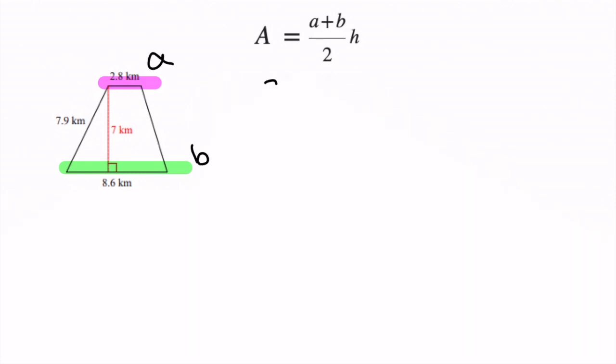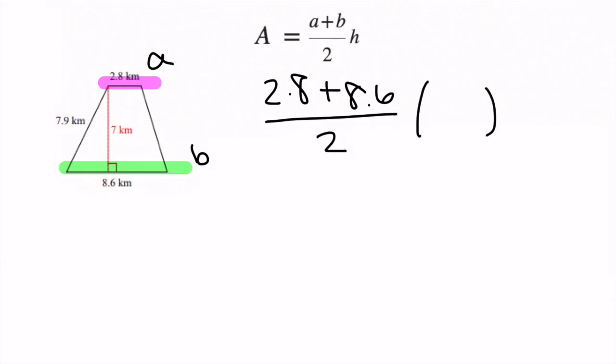So we have a plus b, so 2.8 plus 8.6 over 2 times our height. And our height is going to be right here. So that's 7. So we break it up into pieces.